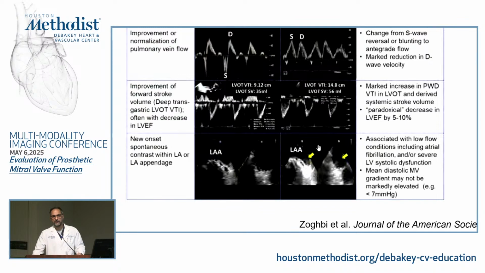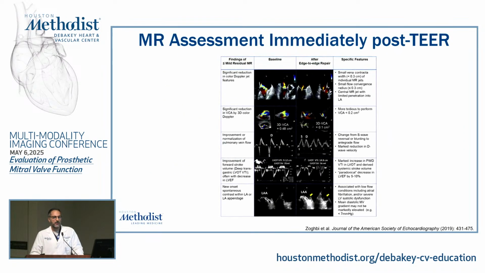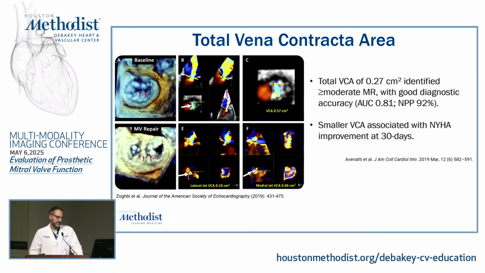So on top of that, obviously, you have the advantage in the lab of the hemodynamic catheter parameters that you can use on top of that. A study from here about the vena contracta area again. If you have the time to do it, which I encourage the advanced fellows to do because we have the software and the availability of all the tools to do it. What we found in this study is a vena contracta area of 0.27 centimeters squared identified fairly accurately MR that is more than moderate.